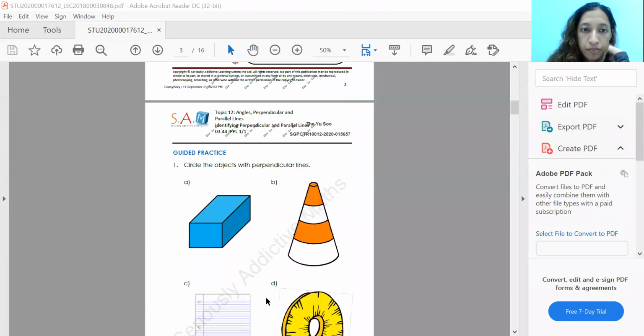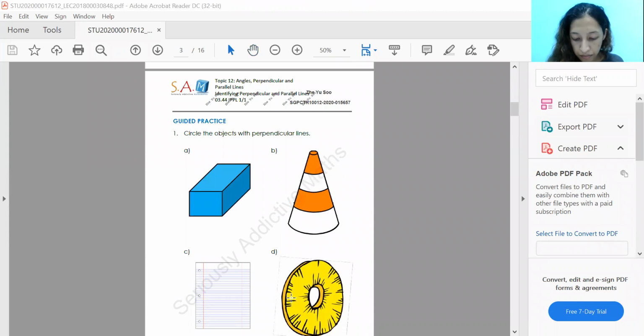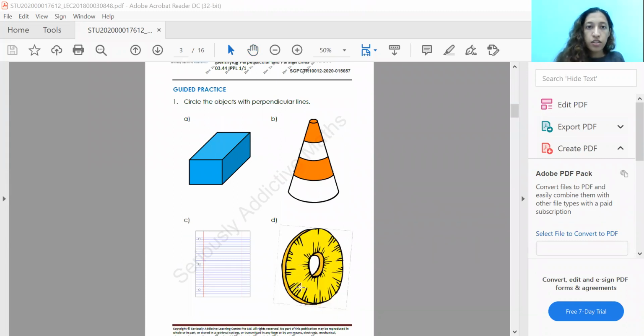Okay, so circle the objects with perpendicular lines. You can see this one, they actually form a right angle. So this is one of the objects. And what about B? Let's look at B.